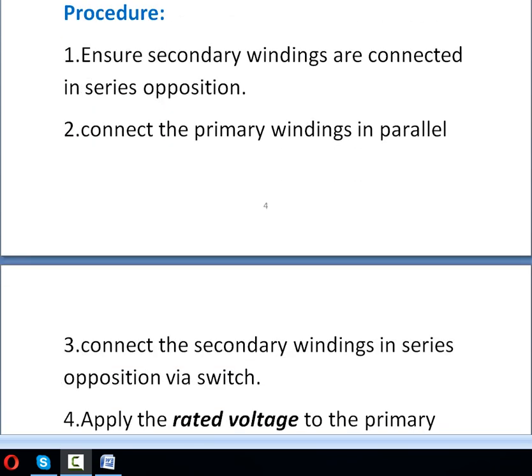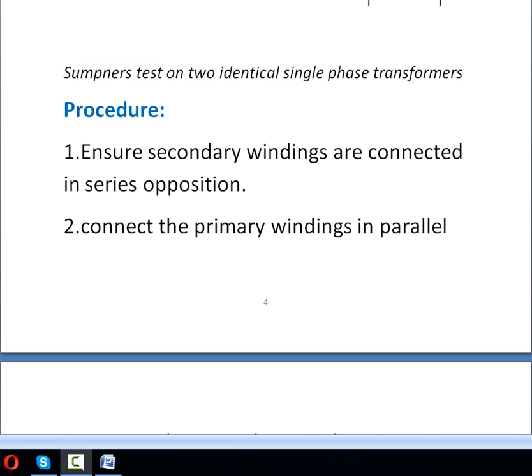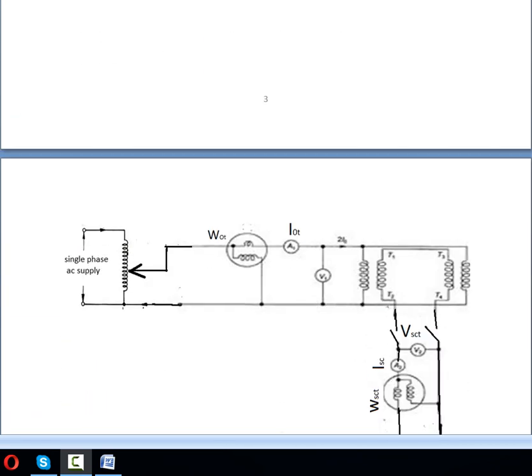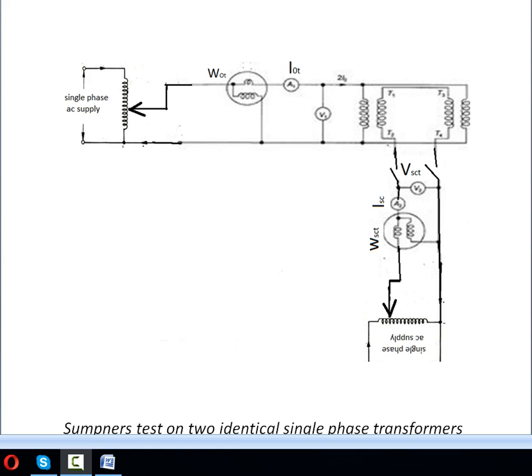Next, procedure. First, ensure the secondary windings are connected in series opposition. To get that, disconnect this auto transformer from the supply. Then close the switch. Then connect this auto transformer to the supply. Then apply the small voltage by varying this jockey and see this voltmeter reading.